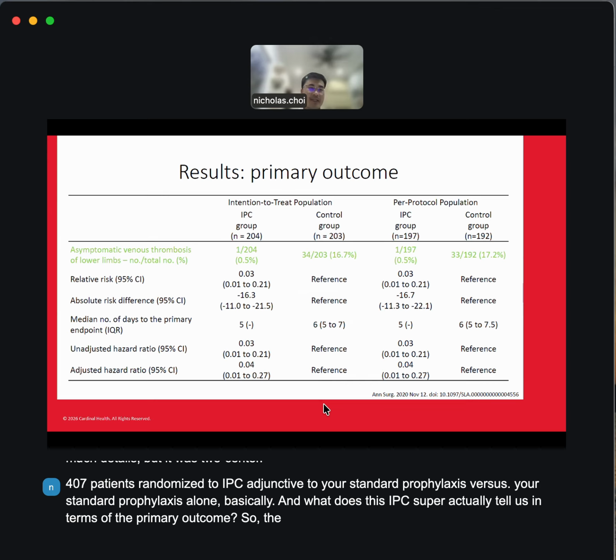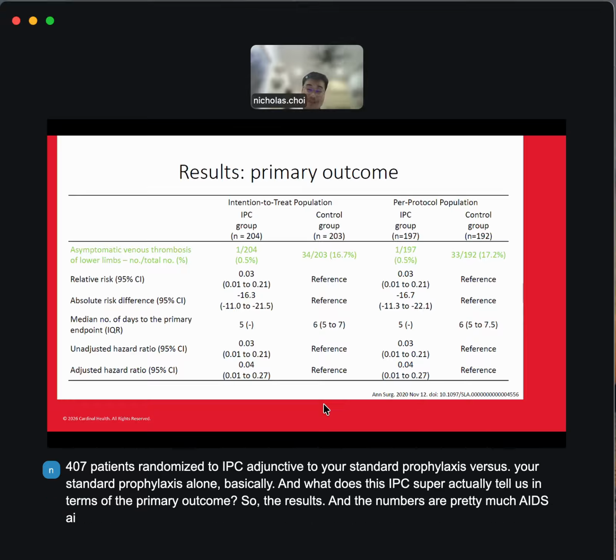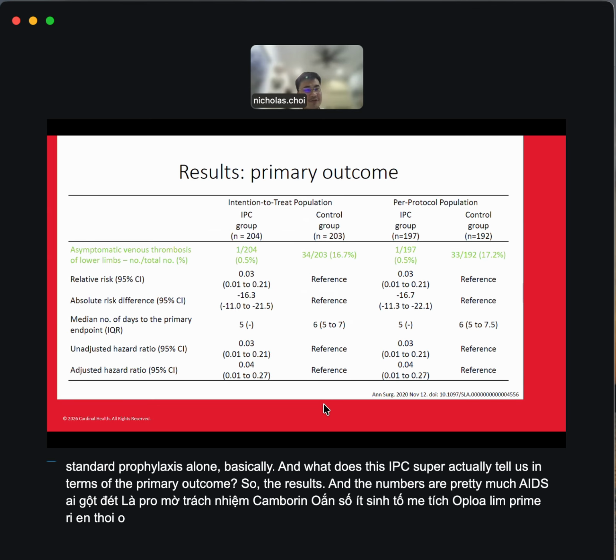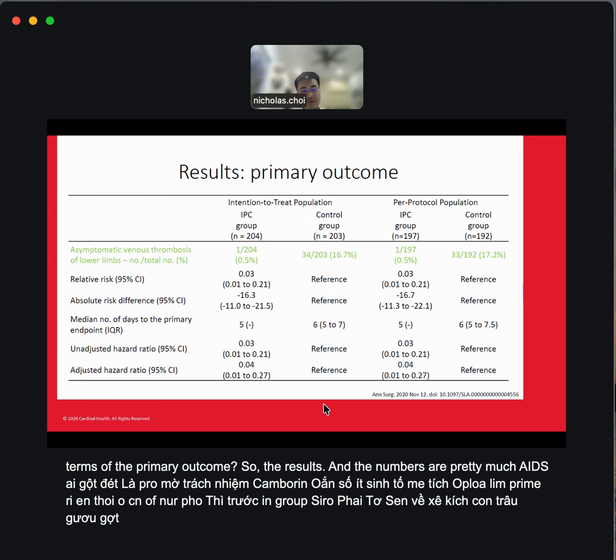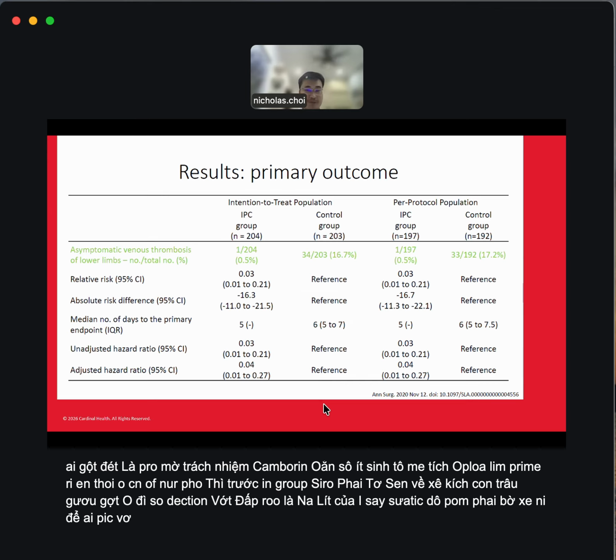So the results, and the numbers are pretty striking here. I will only go through the top figures because that's probably the most striking and the most relevant. So asymptomatic venous thrombosis of the lower limbs, the primary endpoint that we see here, occurred in 1 out of 204 patients in the IPC group, 0.5% basically. In the control group, it was 34 out of 203, so that's 16.7%. The per protocol analysis was essentially identical, 0.5% in the IPC versus 17.2% in the control.